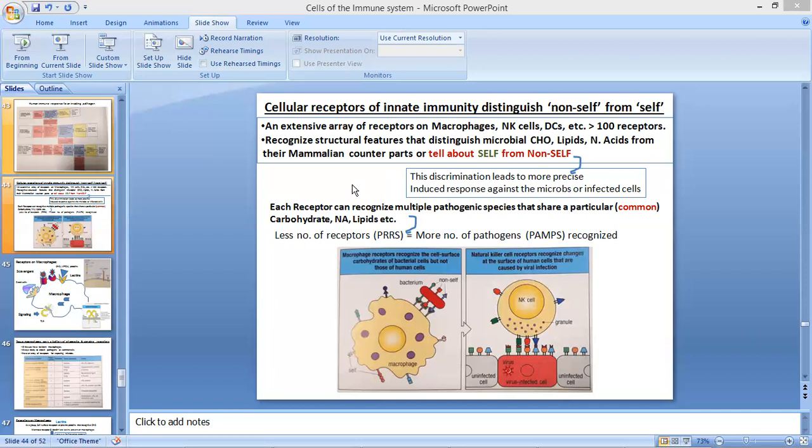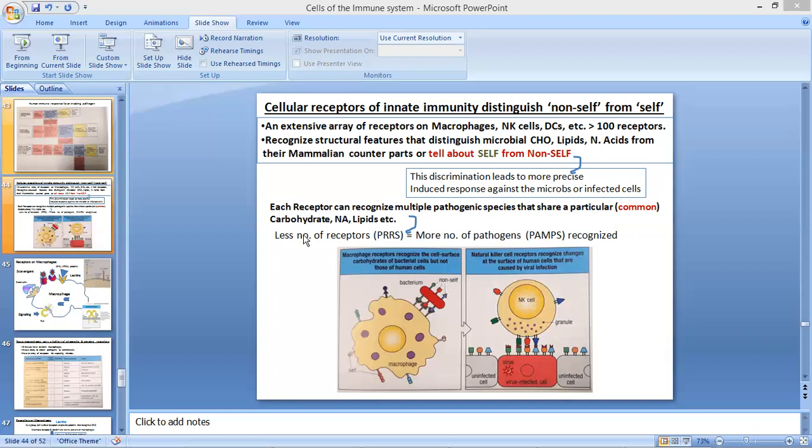Okay, so if you look at the number of receptors, there are just 100 receptors, but they are responsible for recognition of hundreds or thousands of different microbes. So just 100 receptors recognizing thousands and thousands of pathogens or disease-causing microorganisms. What is the trick here, and how are these receptors going to recognize such a large number of microbes?